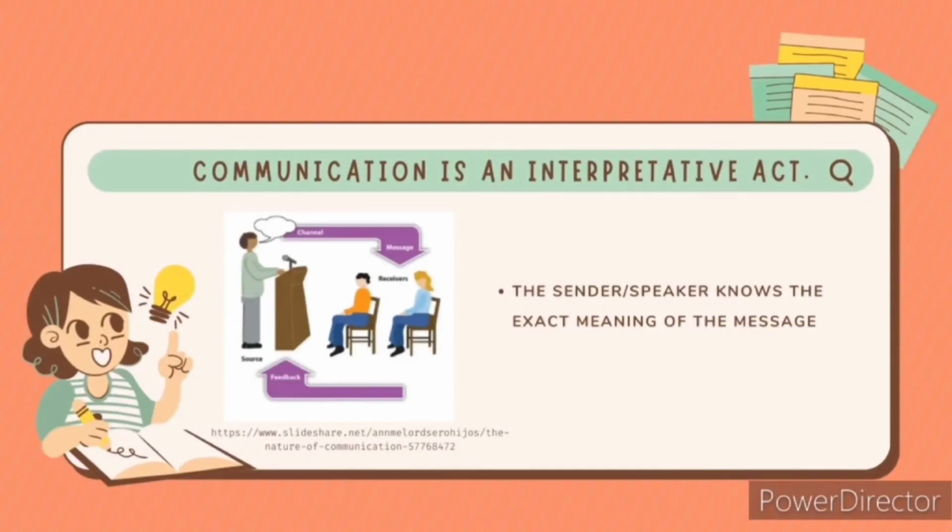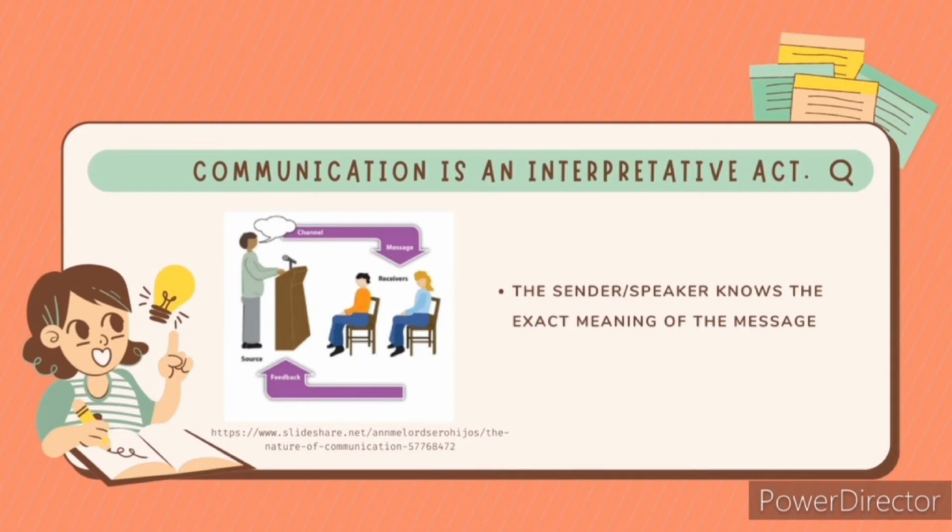So the second principle and characteristic of communication is an interpretative act. But before that, what is communication? What is the meaning of interpretative? According to the Merriam-Webster Dictionary, communication is the act or process of using words, signs, or behaviors to express or exchange information or to express your ideas, thoughts, and feelings to someone else. And the meaning of interpretative is relating to or providing an interpretation.